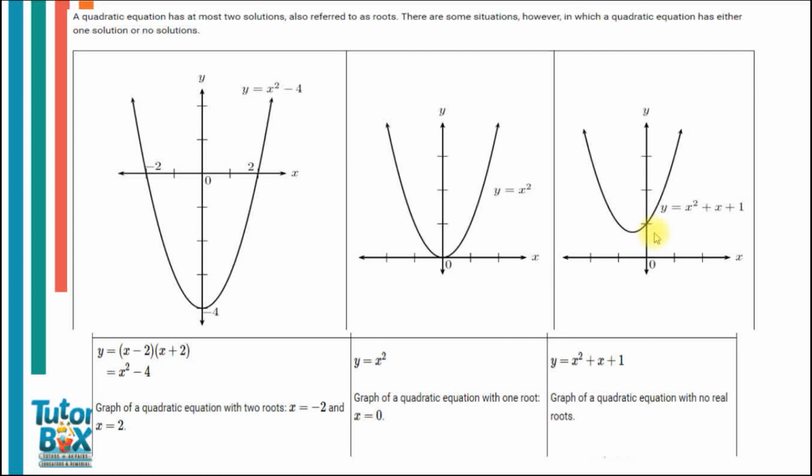Then the third one, let's look at the one that doesn't have any real roots. You see now this graph is not touching the x-axis at all. So if y is equal to x squared plus x plus 1, this is a graph of a quadratic equation with no real roots. It doesn't have any real roots.